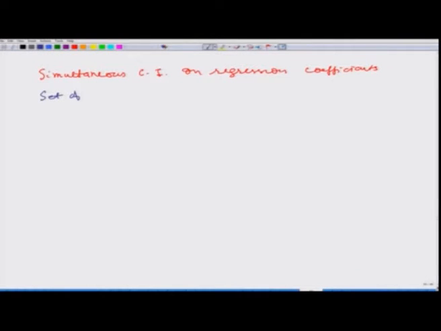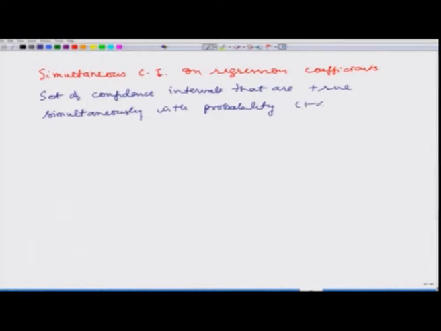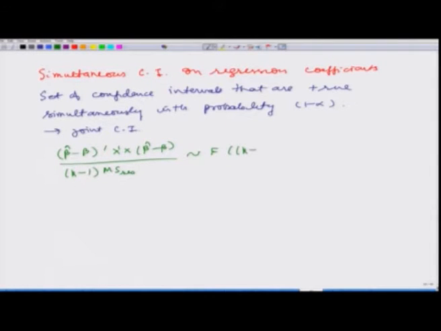So, this is actually a set of confidence intervals that are true simultaneously with probability 1 minus alpha. Right. Okay. So, they are also called joint confidence intervals. Now, in order to construct a joint confidence interval, we can use the result that (beta hat minus beta) transpose X'X (beta hat minus beta) upon k times MS res follows an F distribution with k and n minus k minus 1 degrees of freedom.